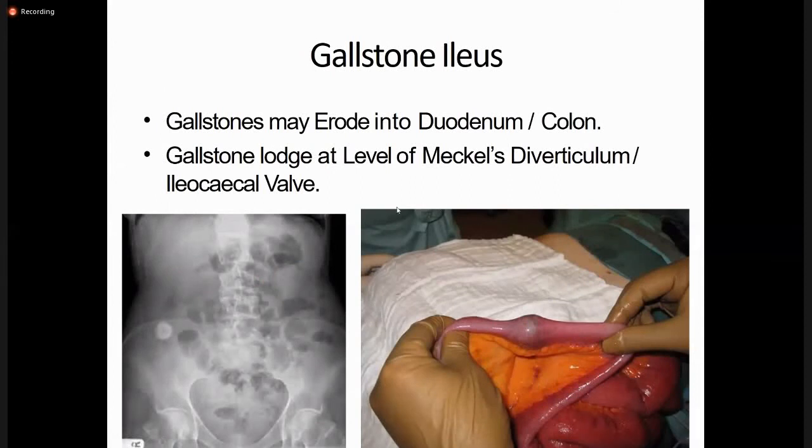Now, this is a pictorial view showing gallstone ileus. Gallstones may erode into the duodenum or the colon. As you can see from this X-ray film, this stone is in the bowel. The gallbladder lies in this area, but it has perforated and come into the intestine and is lying there. On intraoperative findings, you will find this stone in the small bowel. This is the small bowel, basically.